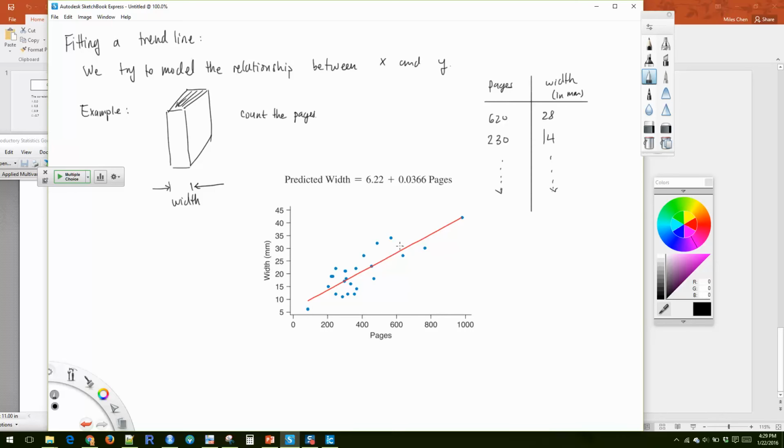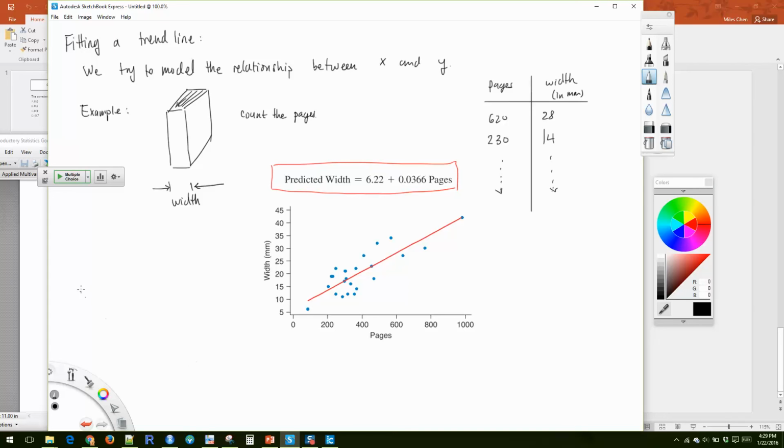Okay, and we've created a scatter plot, and it looks like there's a linear relationship, which makes sense, right? If a book has more pages, we expect its width or its thickness to increase. And so in our textbook, they've already fit a trend line, okay? And so let's take a look at this trend line.